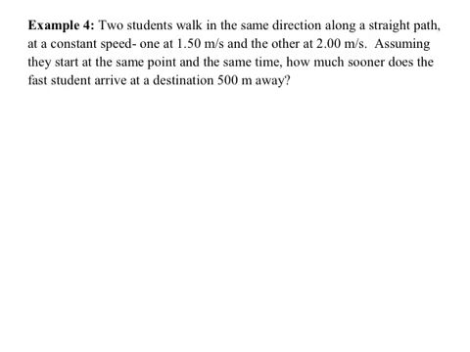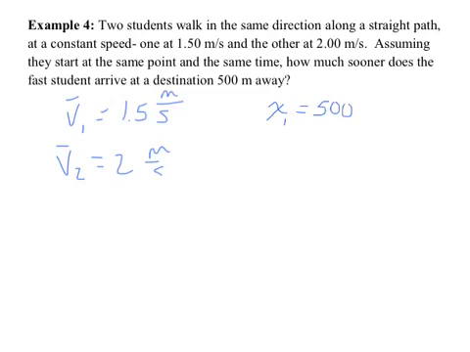So we have a velocity of the first student that's an average value of 1.5 meters per second. And for the second student, we have a velocity of 2 meters per second. We know that both of the students have a displacement in this problem from the origin to where they end up of 500 meters away. So x1 is going to be 500 meters, and x2 is also going to be 500 meters. So what we can simply do here is find the time for each of these scenarios, the time it takes student 1 and the time it takes student 2, and then just subtract those times.